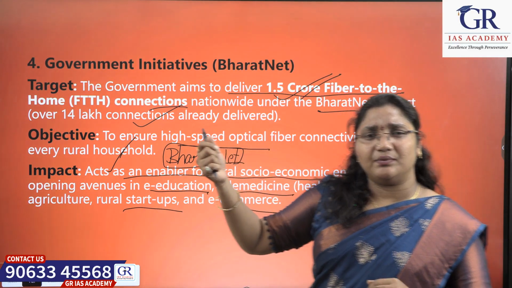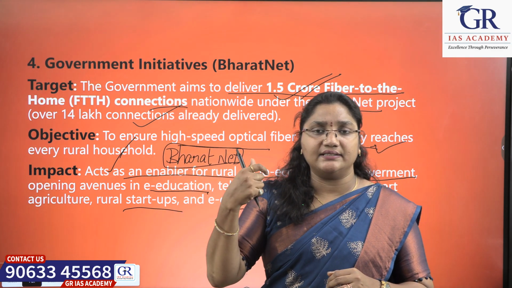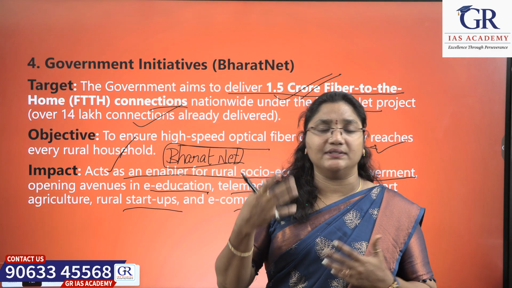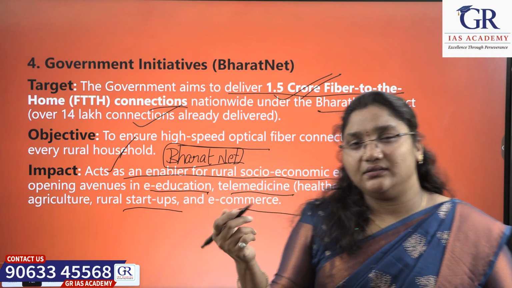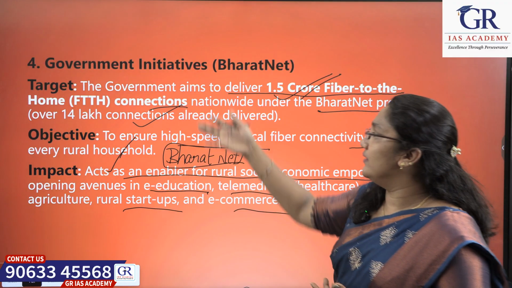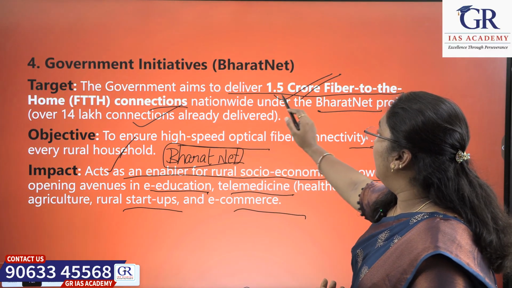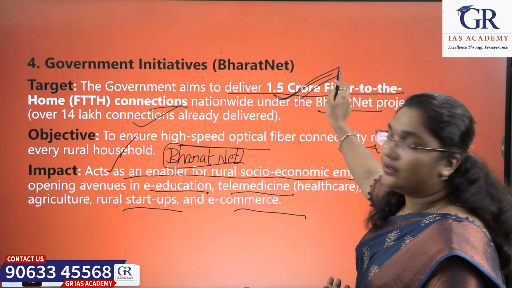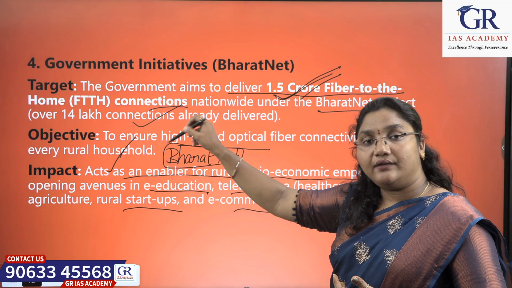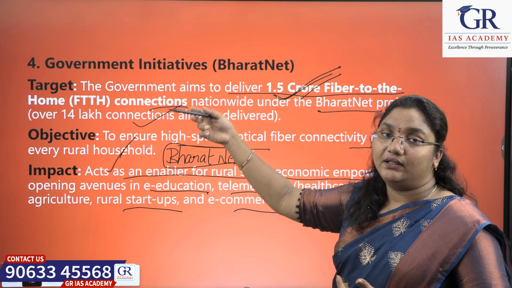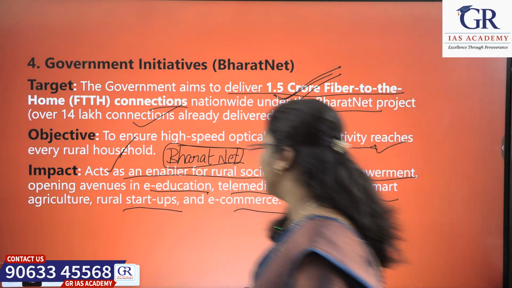And net is also one problem. When we go to rural areas, we don't have mobile signals. If the mobile signal drops, what happens? Net won't be connected. No net there. So to resolve a few of these issues, the government has come up with the BharatNet initiative, where the government wants to provide 1.5 crore fiber to the home connections. Until now, 14 lakh connections have already been delivered in the rural areas.